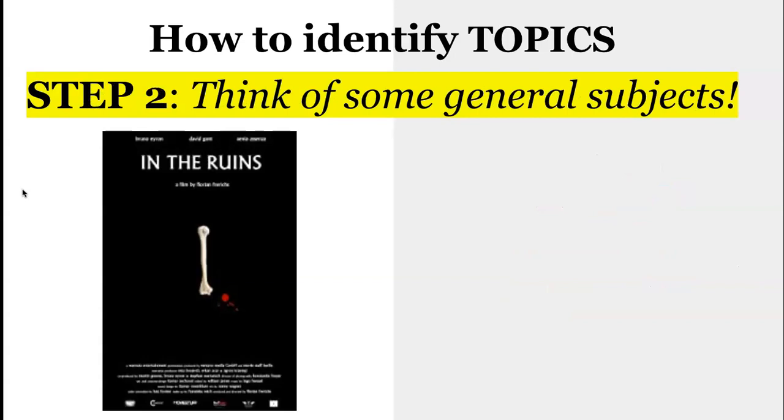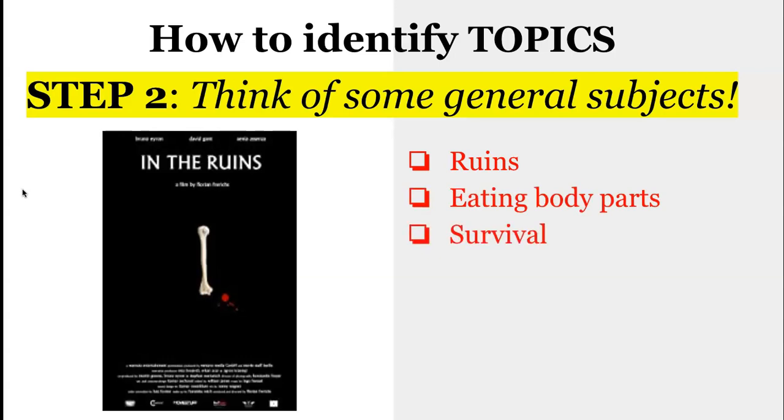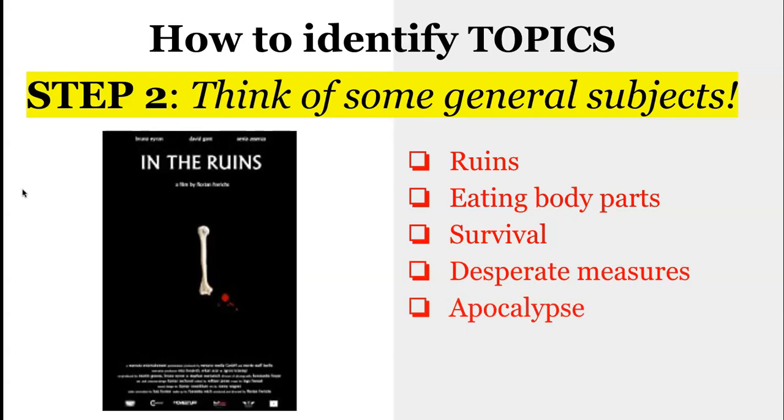Step 2, think of some general subjects. So if I tried to make a list, I might come up with ruins, right? That's in the story. Eating body parts, survival, desperate measures, and apocalypse, or the end of the world. If you remember though, a topic is an important subject. Now, ruins is in the story, right? Remember, the story takes place in ruins, but we can't really say anything important or meaningful about ruins. So that's not a good topic.